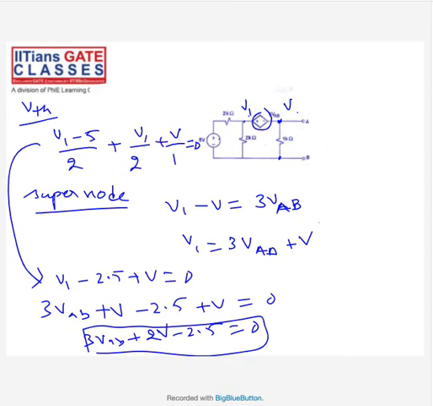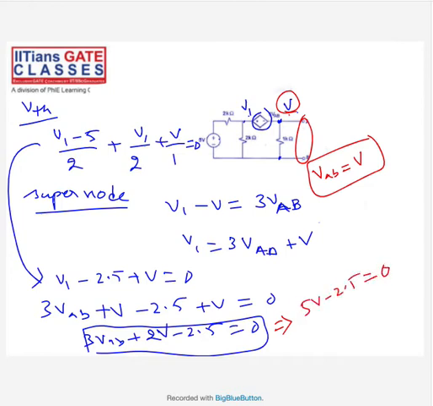Okay, actually, VAB is nothing but V. How? VAB is nothing but the voltage across these terminals, that is nothing but V. So this will become 3 into V. 3V plus 2V is 5V minus 2.5 is equal to 0. So V will be 2.5 by 5.